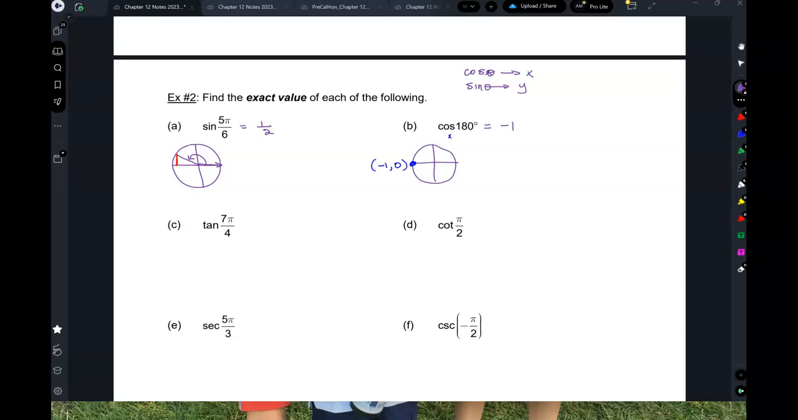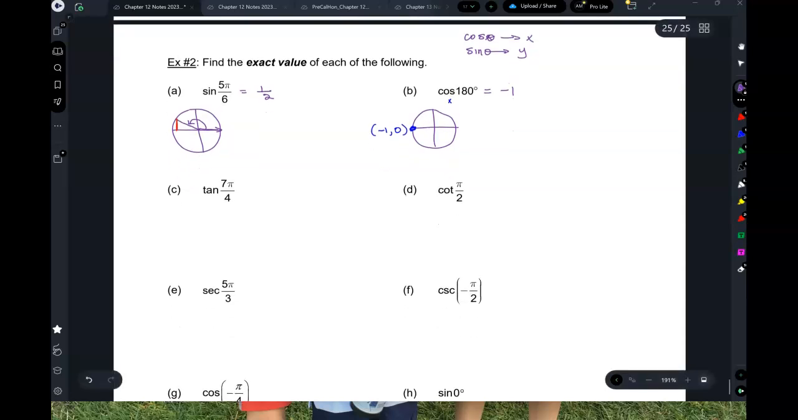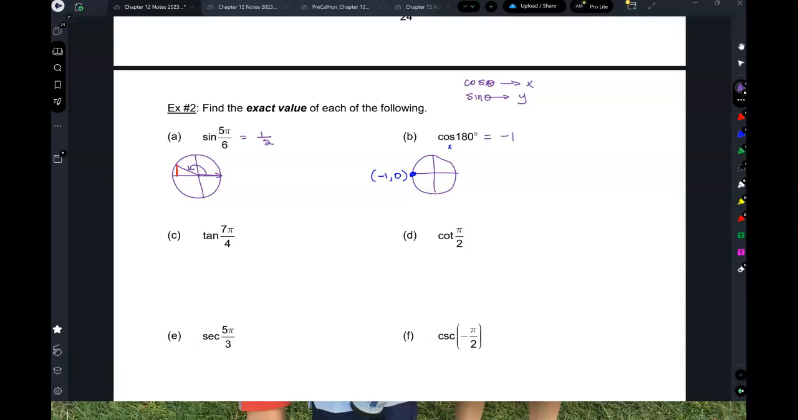Okay? All right, let's do another one. So this is what we were doing in yesterday's lesson. This is 5 pi over 6. That's the small angle. Sine is the y value. So how much do you have to go up to get to that point? If 5 pi over 6 is the small angle, you go up a half. Remember, the lengths are either a half or root 3 over 2. If this is the short side, it's a half.